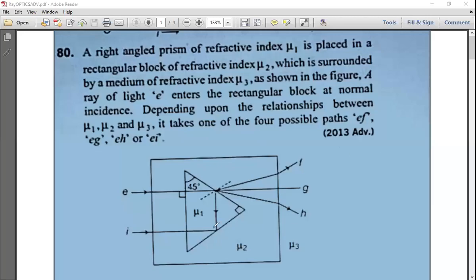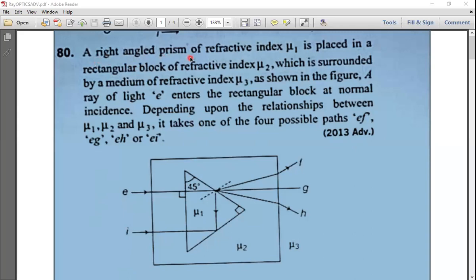So let's start solving these previous year JEE Advanced questions. So this question is of 2013, right? So what is the question? First we will read the question.